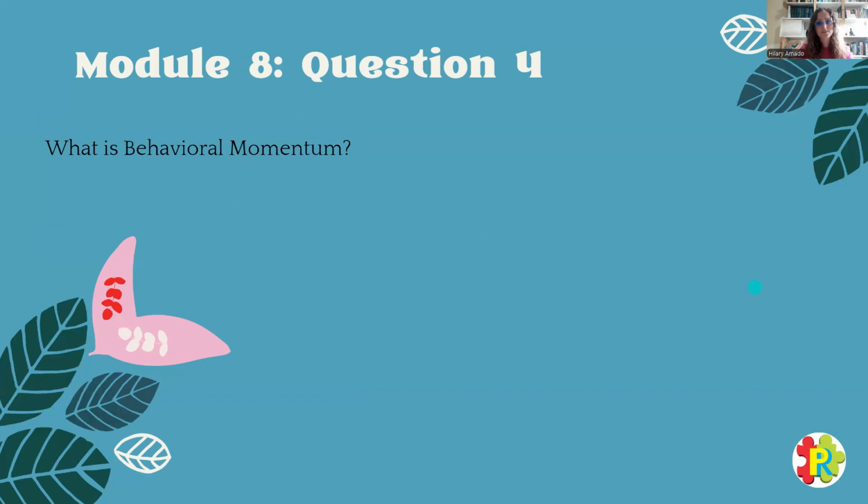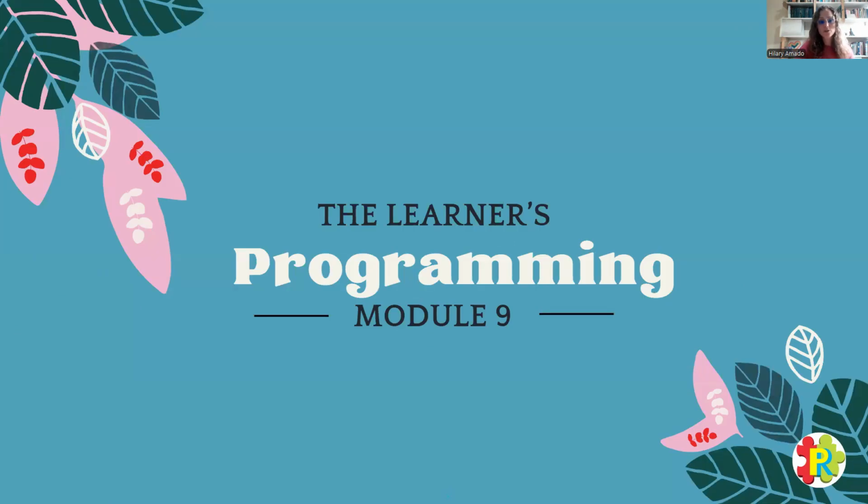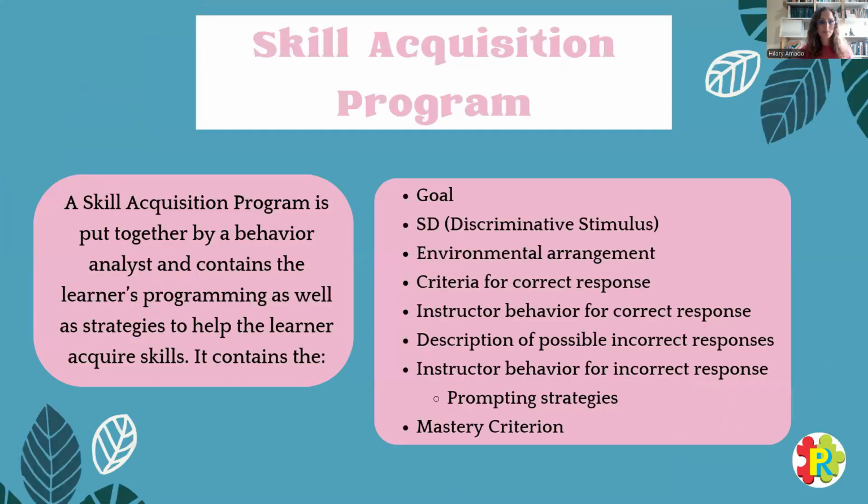You have finished Module 8. Module 9, the learner's programming. A skill acquisition program is put together by a behavior analyst and contains the learner's programming as well as strategies to help the learner acquire skills. It contains the goal of the program, the SD or discriminative stimulus, the environmental arrangement, criteria for correct response, the instructor behavior for the correct response, a description of possible incorrect responses, as well as instructor behavior for incorrect responses, such as prompting strategies, as well as a mastery criterion.